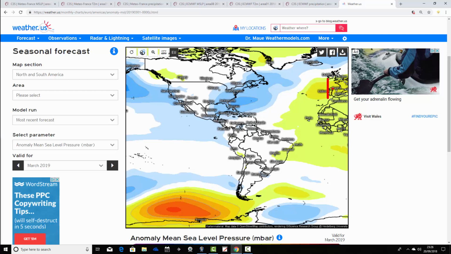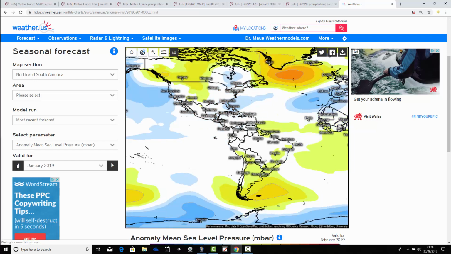I would think we'd be all ready for a bit of spring by that point, with high pressure to the south and low pressure out to the northwest. Have I got time to show you anything else? So yeah, let's just show you very quickly.